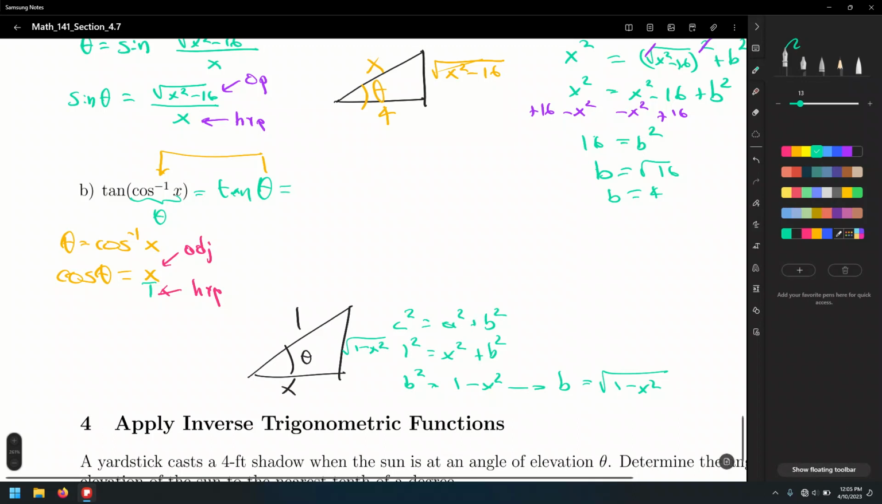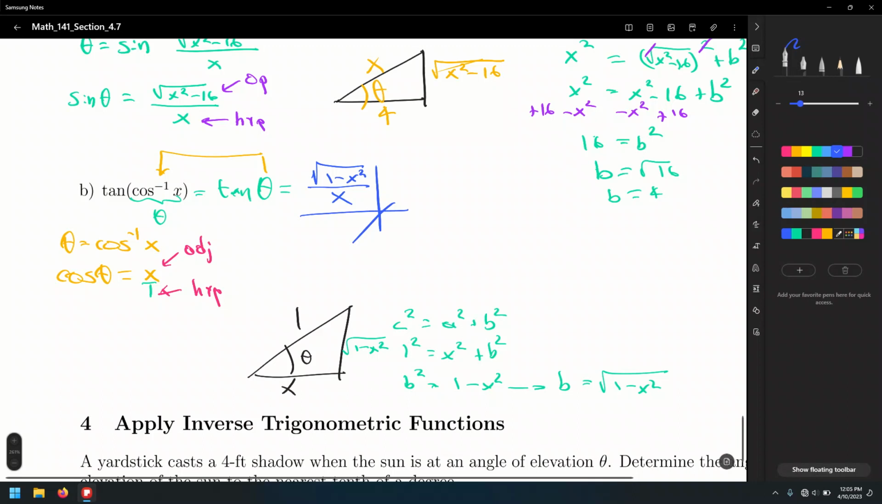We know that tangent is opposite over adjacent. The opposite is this radical right here, the square root of 1 minus x squared, and the adjacent is just x. And that's the final answer. So what did we do? We were given an expression in terms of trigonometric functions and their inverses, and we used right triangle trigonometry to write an equivalent expression in terms of algebraic expressions, not trigonometric expressions.